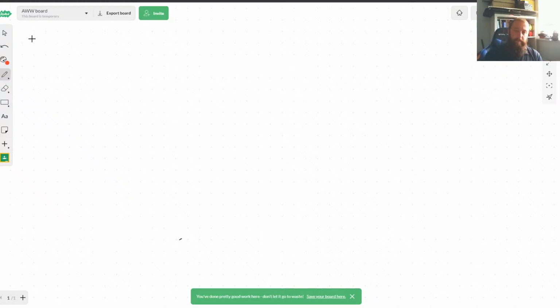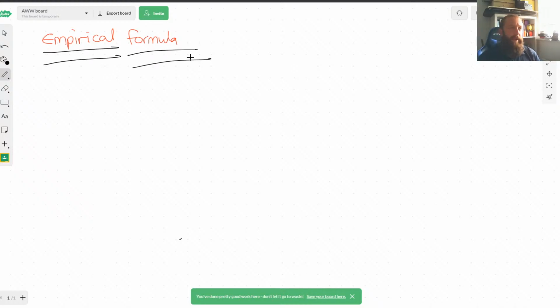Right, empirical formula. Don't know why I'm doing it in red, but never mind. Some people get really, really hung up on this, on different colours. Don't like things being done in red.